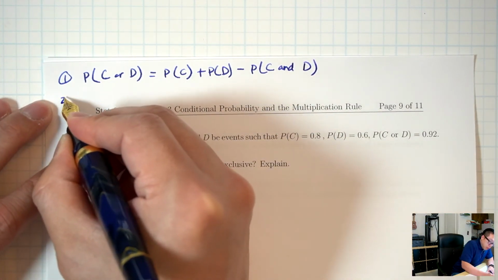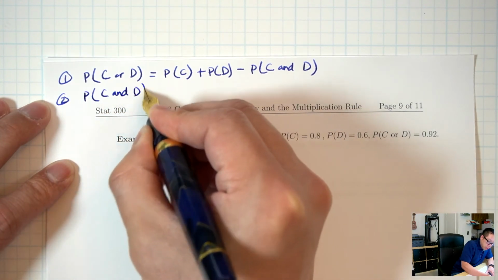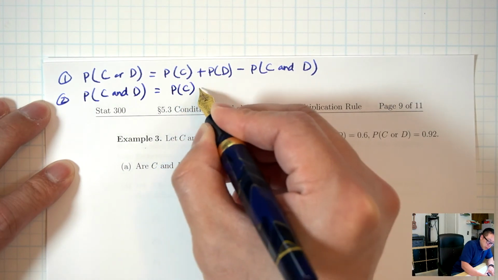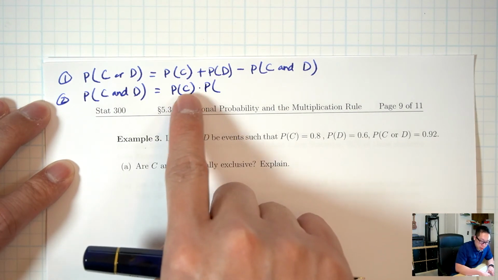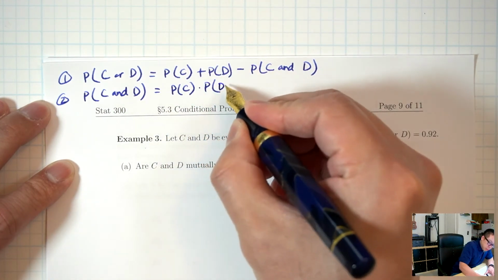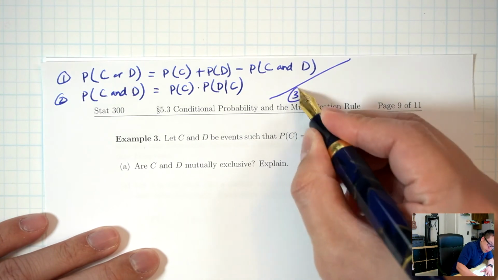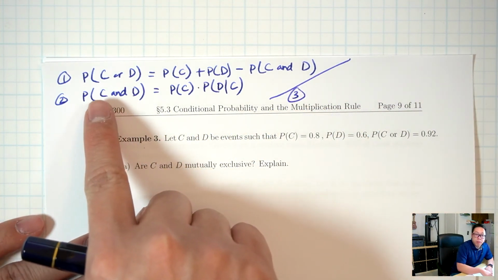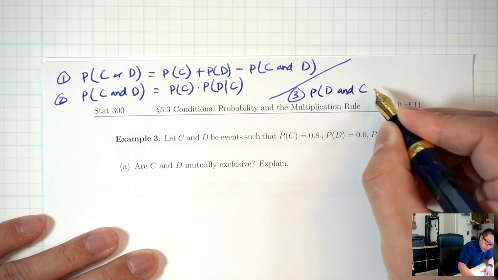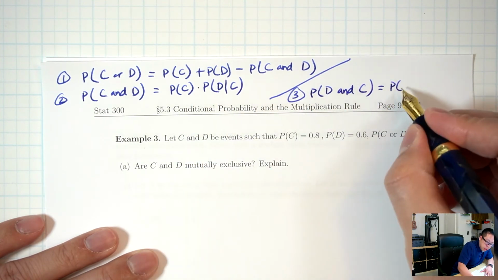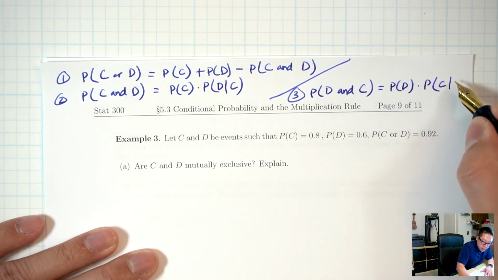The second one is the multiplication rule. This is the one for ands. So C and D equals probability of C times, and then the correct order here, it alternates. So it's C and then D given C. And then the third one, you get by just swapping the order of equation 2. So that's going to say probability of D and C equals probability of D times the probability of, it alternates here, so it's D and then C given D.